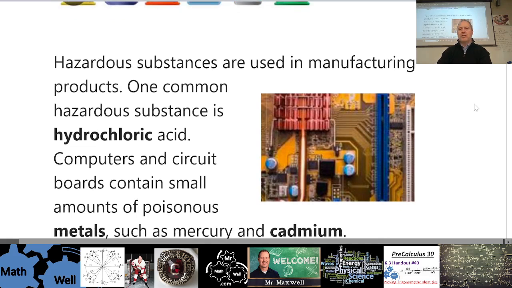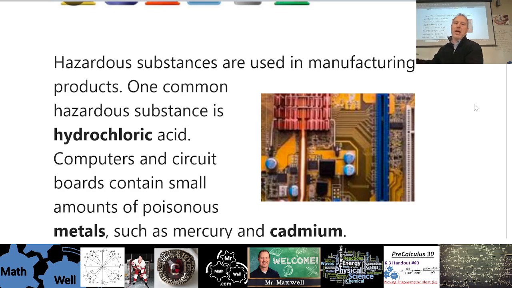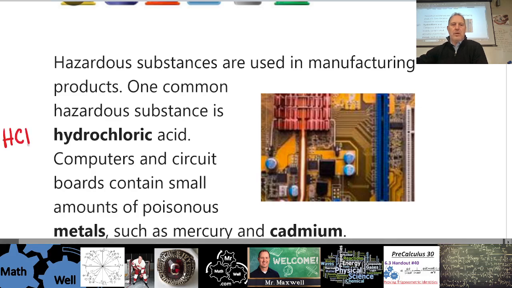Hazardous substances are used in manufacturing products. You can't get away from using some substances that are hazardous to human health. One common hazardous substance is hydrochloric acid. And those of you that are studying chemistry, that's HCl. So hydrochloric acid, HCl, a hydrogen bonded to a chlorine atom.